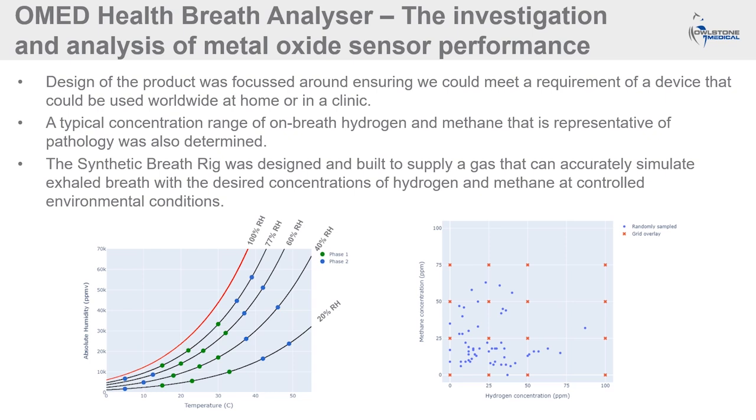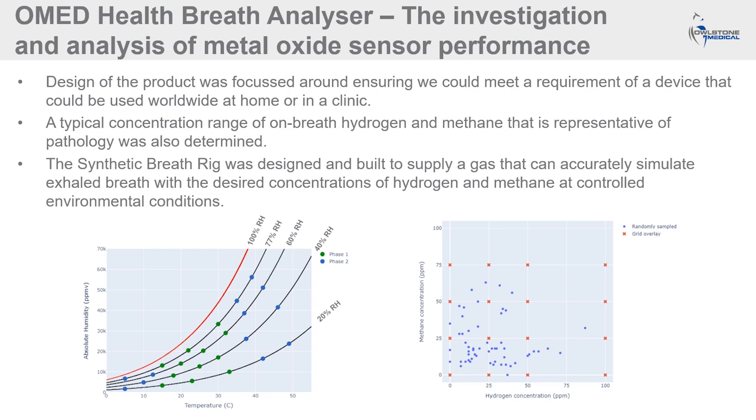As well as this, we researched a range of concentrations of on-breath hydrogen and methane that we would expect to see in a region of pathological relevance. This allowed us to select supply gas concentrations, as well as design how the constituent test gases would be balanced. What all of this research allowed us to do was write a list of requirements defining the exact characteristics of what we needed a synthetic breath rig to deliver upon.